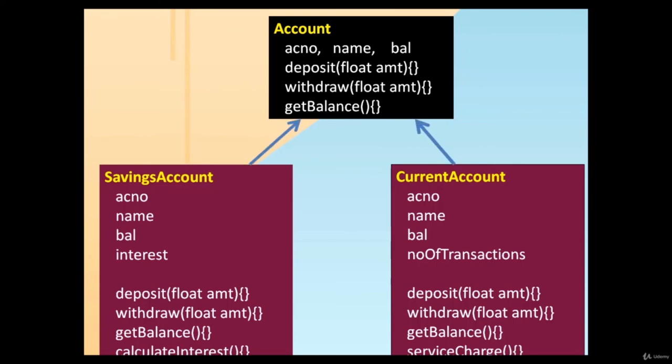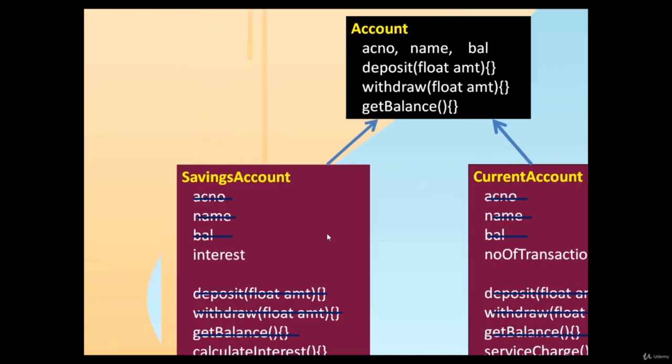So what is the benefit we are getting? The savings account and current account are extensions of Account. Whatever is other than private properties and methods will be inherited by the savings account and current account. It's nothing but extensibility. So there is no need to have account number, name, balance, deposit, withdraw, get balance in the savings account, and the same are not required in the current account. Only the additional properties and methods are sufficient. This is what inheritance is.